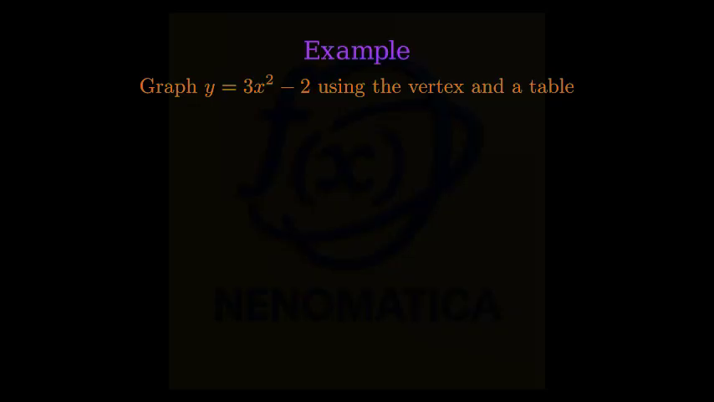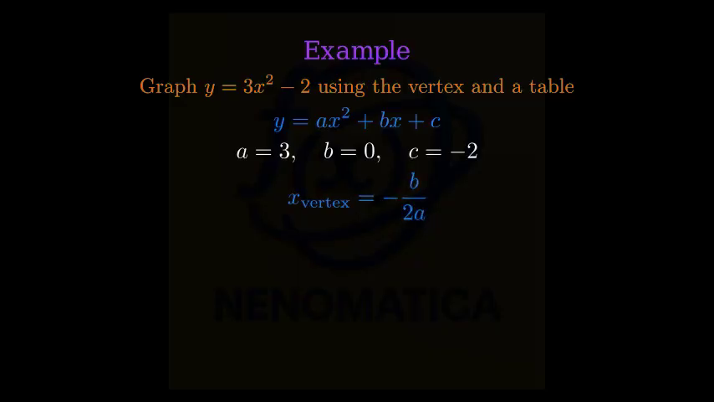Step 1. Identify the coefficients in the standard form y equals ax squared plus bx plus c. For our function, a equals 3, b equals 0, and c equals negative 2. Step 2. Find the x-coordinate of the vertex using the formula x equals negative b over 2a, substituting b equals 0 and a equals 3 gives x equals 0.